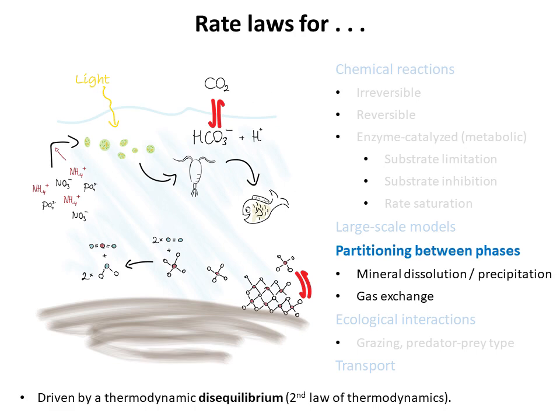In many biogeochemical models, we need to deal with processes such as abiotic precipitation or dissolution of minerals, or gas exchange between the water and the atmosphere. These processes are driven by the fact that the system is in a thermodynamic disequilibrium. How can we model this?